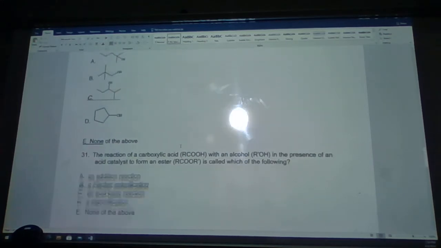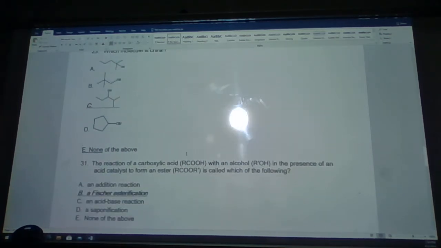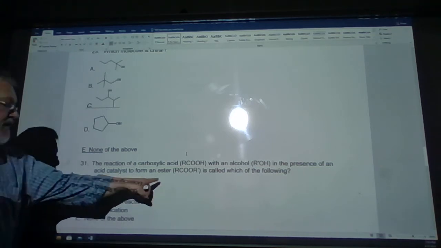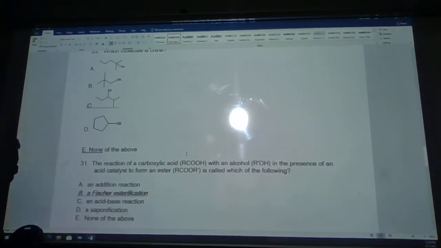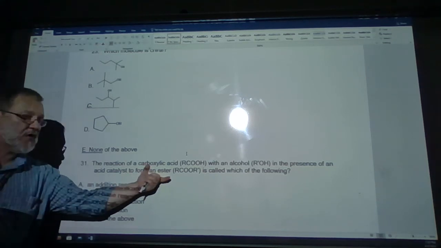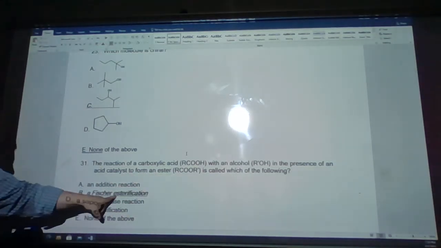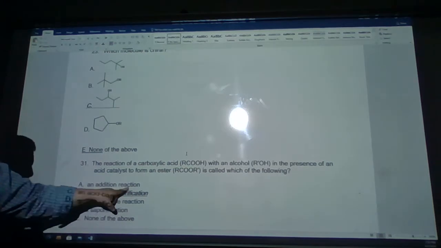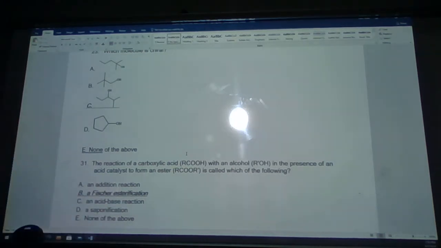Number 31, the reaction of a carboxylic acid with an alcohol in the presence of an acid catalyst forms an ester. This is known as Fischer esterification. It tells you it forms an ester. Therefore, this is an esterification, a Fischer esterification type reaction.